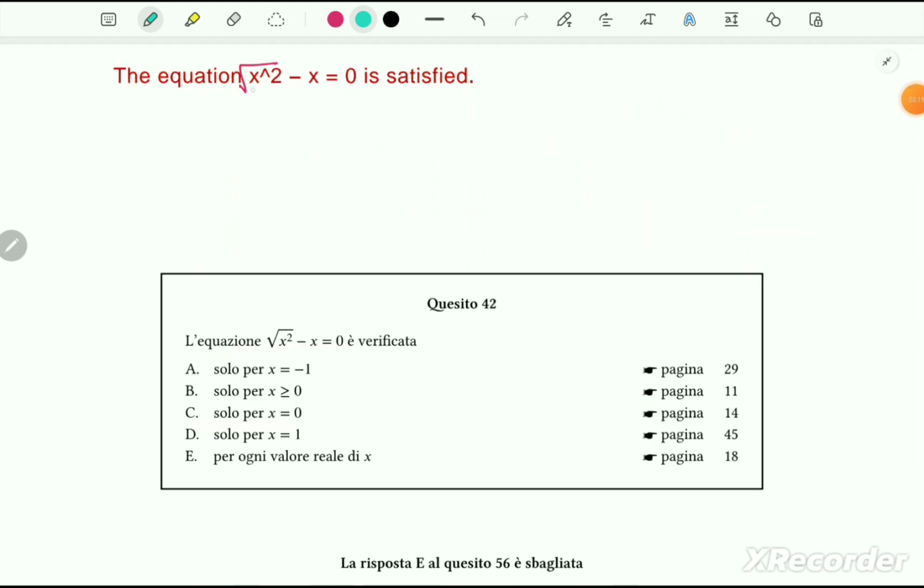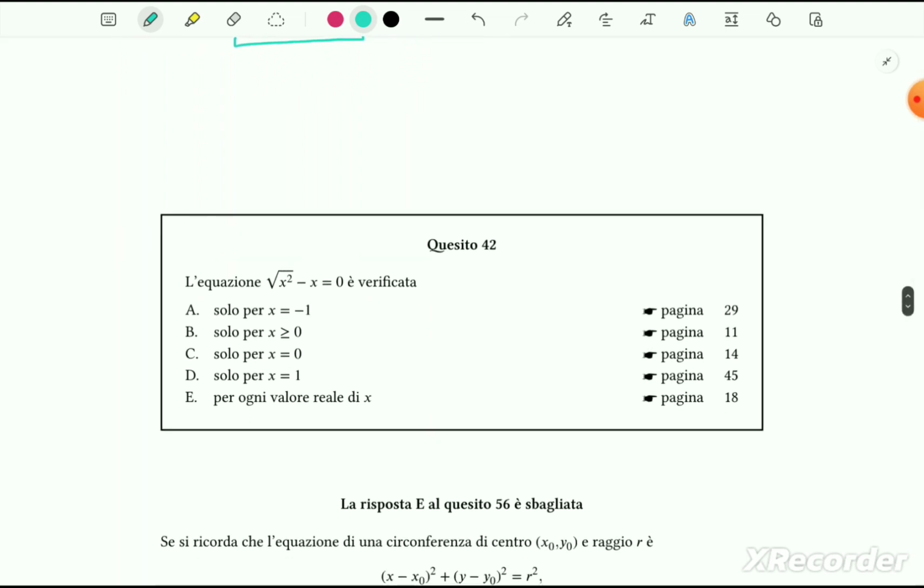The equation square root of x square minus x equal to 0 is satisfied. So this is very simple mathematics, very simple questions, but tricky, so you have to be careful. Let's take a look at the options. Only for x equal to -1. This "only" means "solo", and "per" is "for". So when x equal to -1, is that equality satisfied? We have to find out.